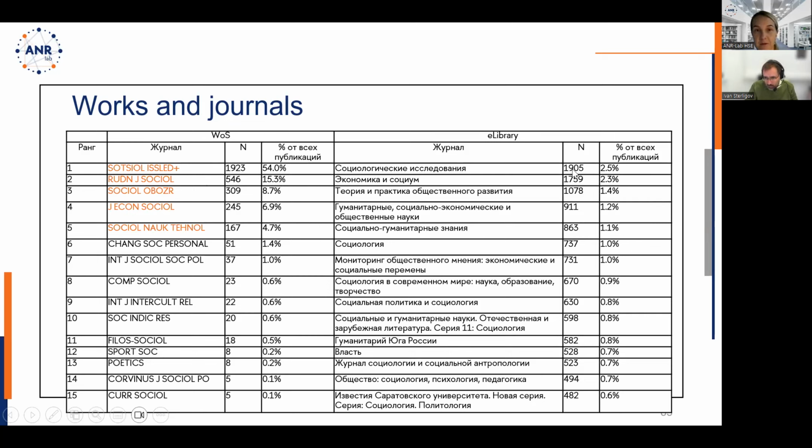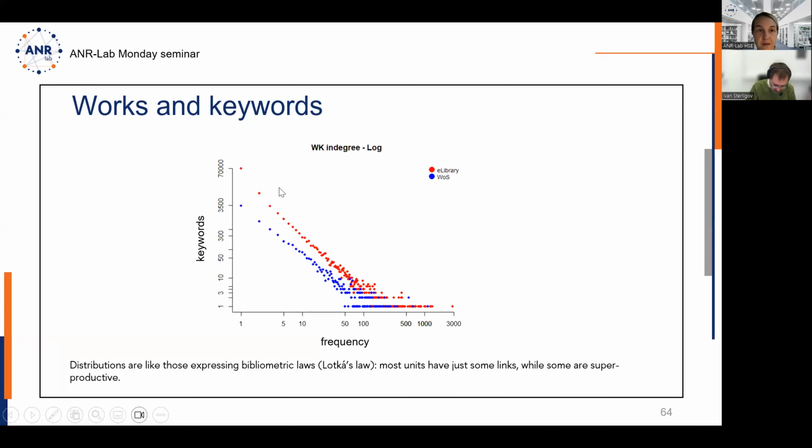Even in eLibrary, we have a little bit less than in Web of Science number of publications which are published in this journal. And now we'll look at keywords. So again, the distribution, but again, for keywords, we should have made some normalization for eLibrary. I think we didn't, but for Web of Science, this is actually what we have.